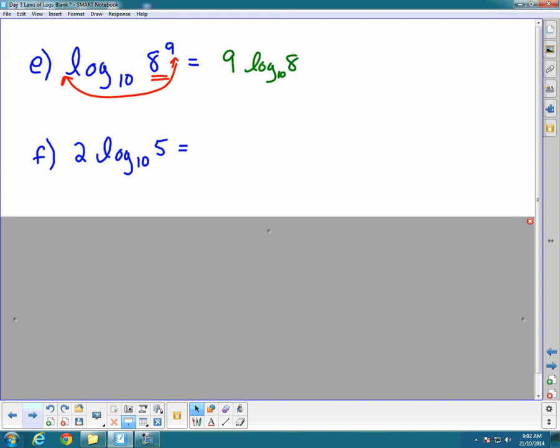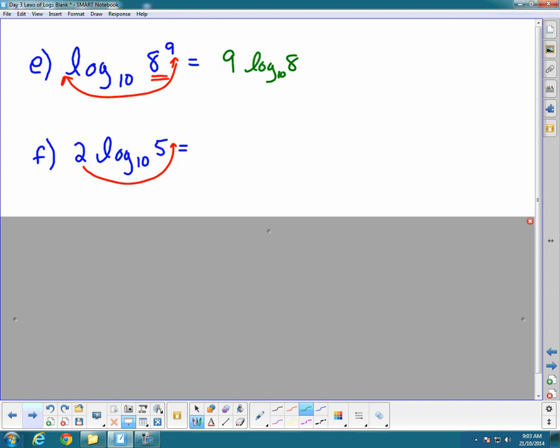Of course, it works in both directions. That means if you have a number out front that's being multiplied by a log, that number can go up into the exponent. So this is 2 times a log, so that 2 can come up as an exponent. It works in both directions.